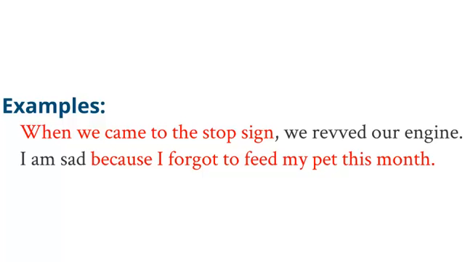I am sad is the actual main sentence here. Even though it's the shortest part of the sentence, that's the main part of the sentence. That's the part that could stand on its own as a complete sentence. Because I forgot to feed my pet this month, those are the conditions under which I am sad. That tells you why I am sad. So it acts as an adverb for that sentence.